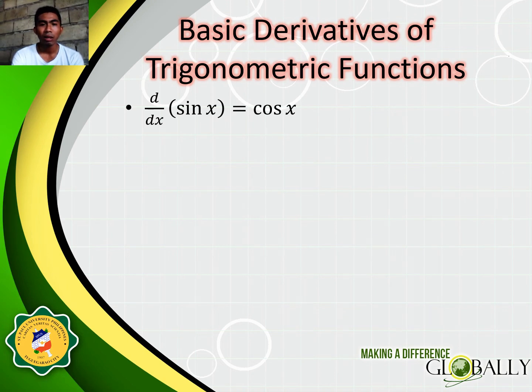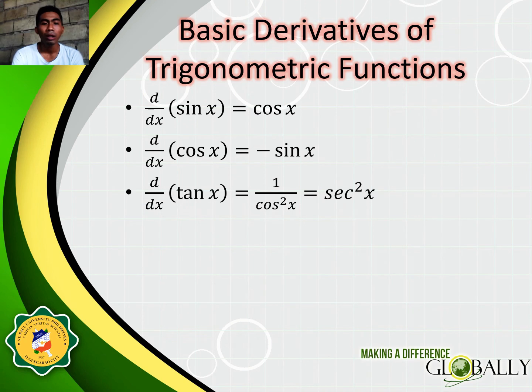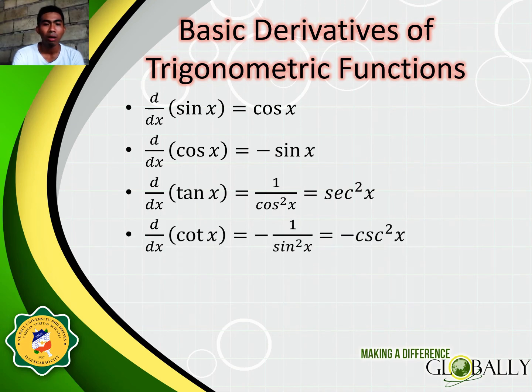First is the derivative of sine x with respect to x is cosine x. Second, the derivative of cosine x with respect to x is negative sine x. Third, the derivative of tan x with respect to x is 1 over cosine square x equals secant square x.